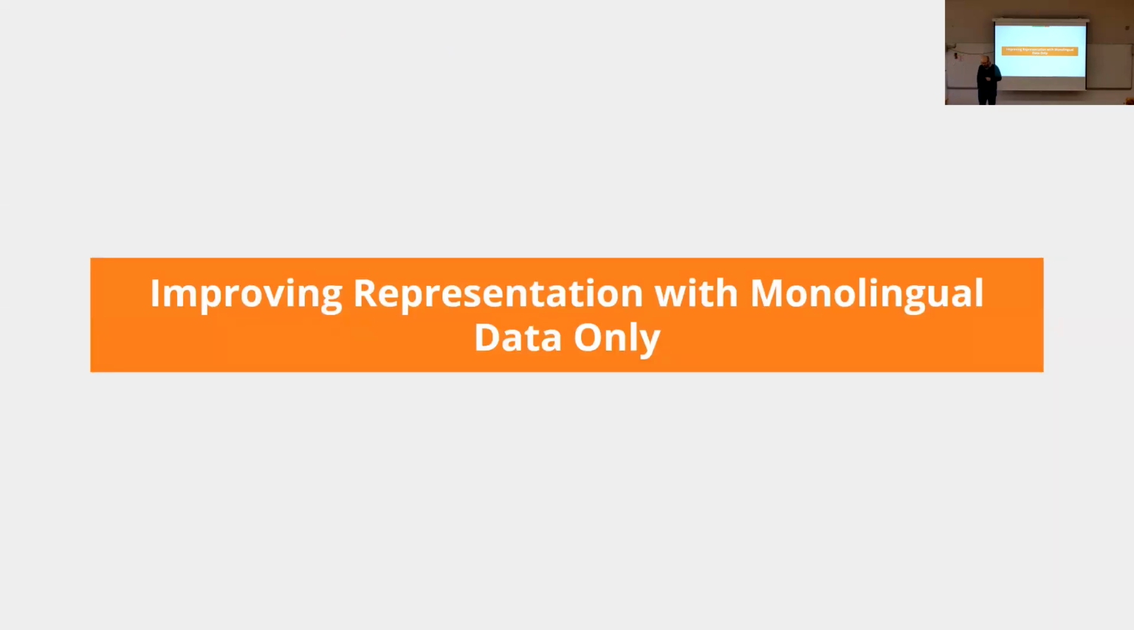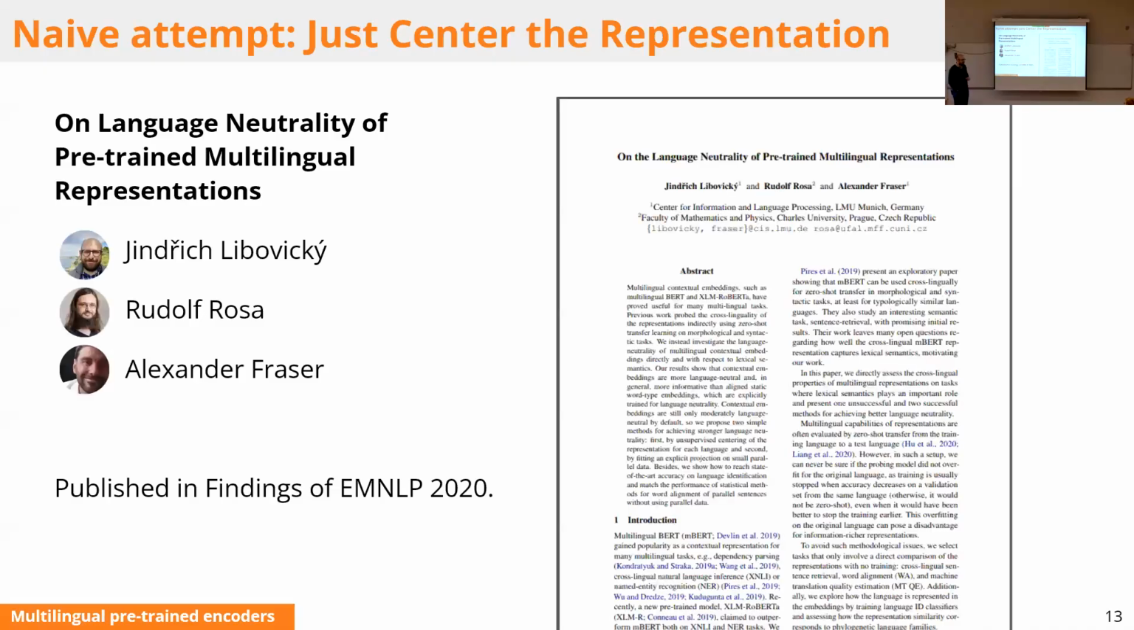So these are multilingual encoders, and now to our attempts to improve the representations with monolingual data only, because there are clearly some limitations, and we wanted to improve the cross-lingual performance without parallel data, because parallel data for us means introducing or forcing everything to look like English.